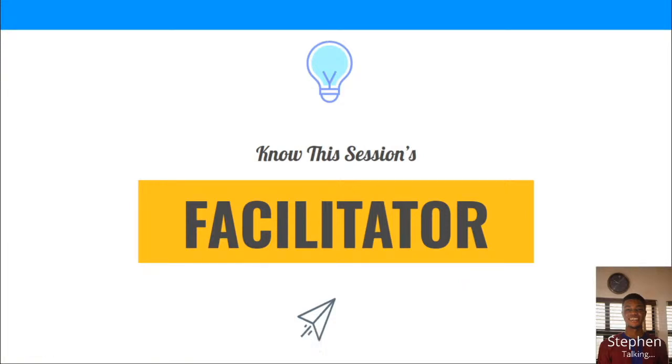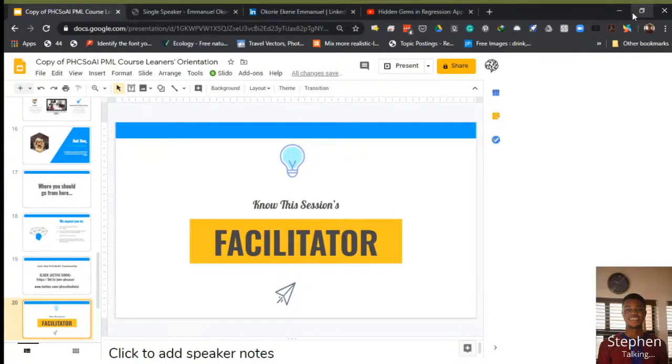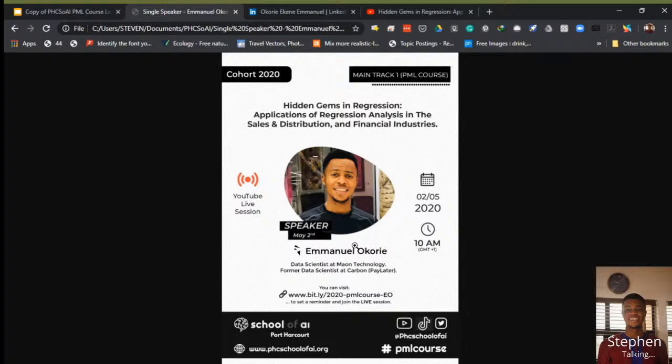Let's meet the session's facilitator for today. Today's facilitator is Emmanuel Okorie. Emmanuel Okorie is a data scientist at Maon Technology, and a former data scientist at Carbon PayLater, where he served as a machine learning engineer. He's going to be talking today on hidden gems in regression, the applications of regression analysis in the sales and distribution, as well as the financial industry.